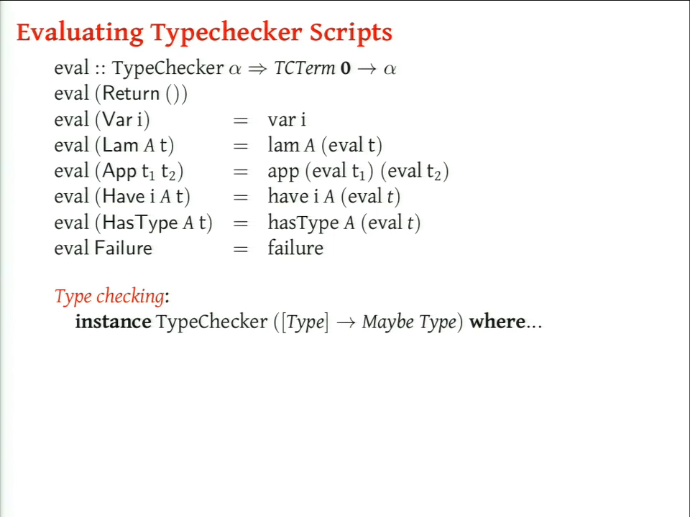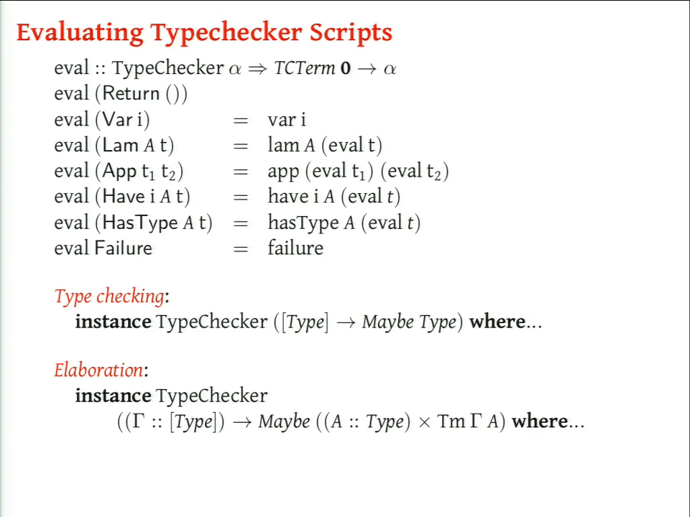But we can also do elaboration, where we build a type checked term through the process of running one of these type checker scripts. So this is a kind of fake dependent type notation, but it's given a context, which is a list of types. So I'm being very sloppy here with scoping again. Then it maybe gives us back the type of the term and a constructed well-typed term represented by this index type here.